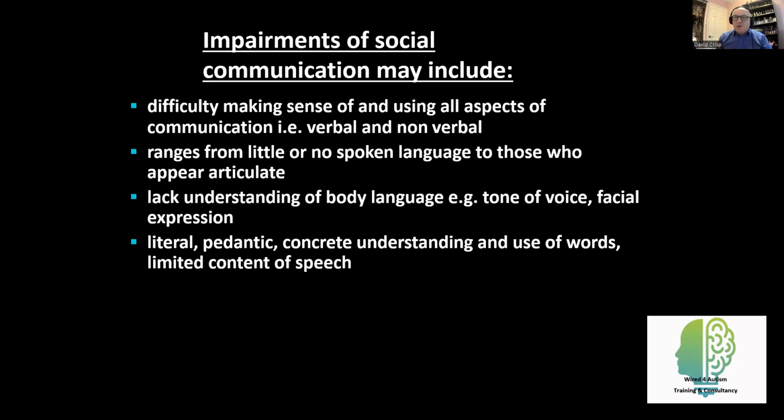And of course, when it looks at communication, much of human communication, if it's verbal communication, is social. It's not needs-based. It's not essential. It's a social need. It's about building relationships and so on, rather than simply communicating that you're hungry and what you'd like to eat. There's a lot more involved. So again, autistic people may have literal, pedantic, or concrete understanding and use of words, and limited content of speech.